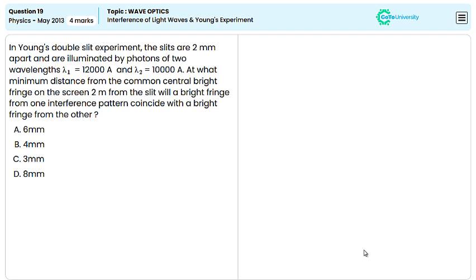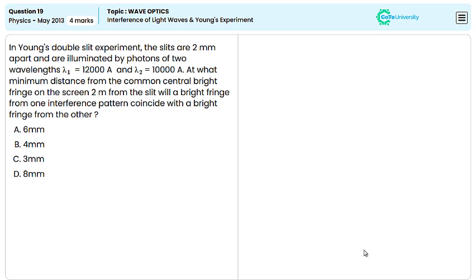In Young's double slit experiment, the slits are 2 mm apart and are illuminated by photons of two wavelengths. Lambda 1 is equal to 12,000 angstrom and lambda 2 is equal to 10,000 angstrom. At what minimum distance from the common central bright fringe on the screen, 2 meters from the slit, will a bright fringe from one interference pattern coincide with the bright fringe from the other?